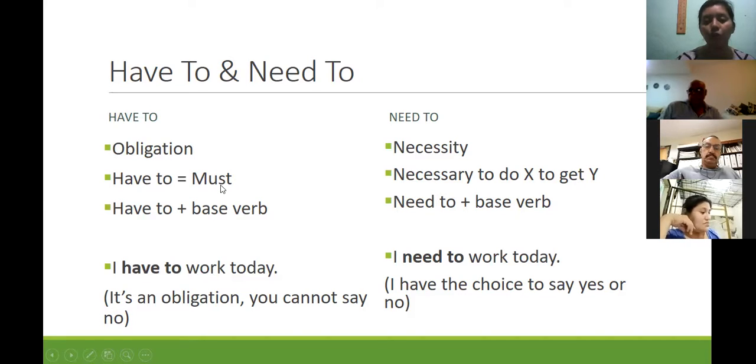Este es un auxiliar, ¿verdad? Un verbo modal. Y otra particularidad de este auxiliar es que el have to se utiliza con el verbo en su forma normal. El ejemplo, tengo que trabajar hoy. Es una obligación. O sea, aunque yo no quiera, no puedo decir no. That's one thing. And with need to, it's a necessity.